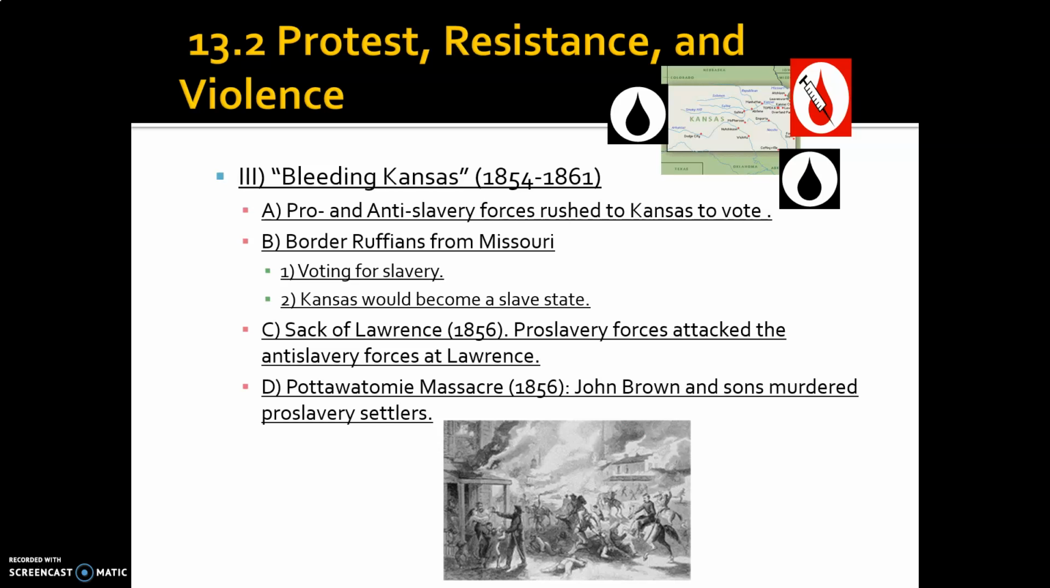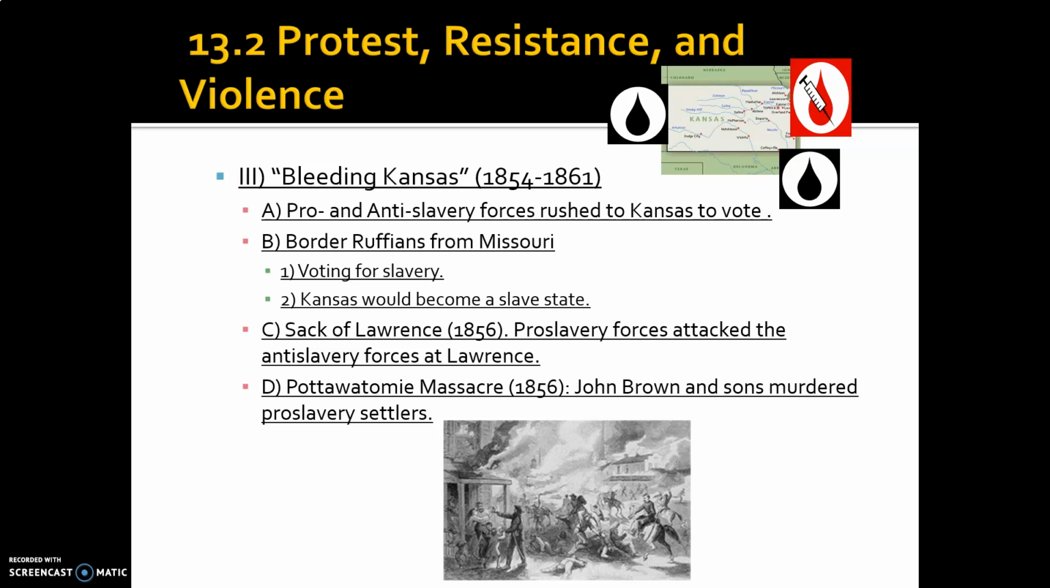So what happens is you're going to have pro and anti-slavery forces from around the U.S. rushing into Kansas to vote. In particular, these border ruffians from Missouri. And these border ruffians came in, they dissuaded, with quotes in the air, people who were anti-slavery from voting. Like, threatened to burn down their house or shoot them. And they all voted for Kansas to become a slave state. So Kansas becomes a slave state.